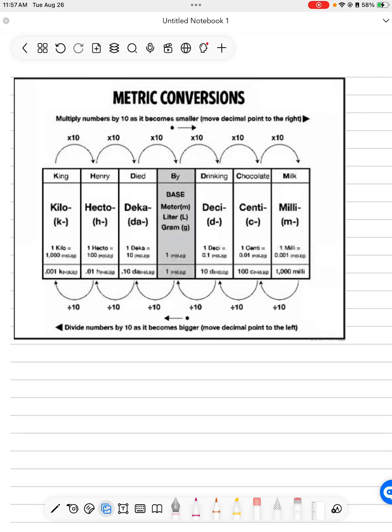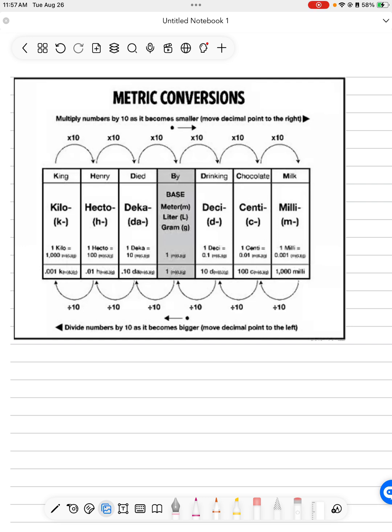Okay, we're going to talk about metric conversions real quick. A lot of you that are going into nursing or dental hygiene, this will be very important. And of course, anybody else going through chemistry and biology, this is always just a handy thing to have and to know how to do. And there are practice problems in the back of the book.